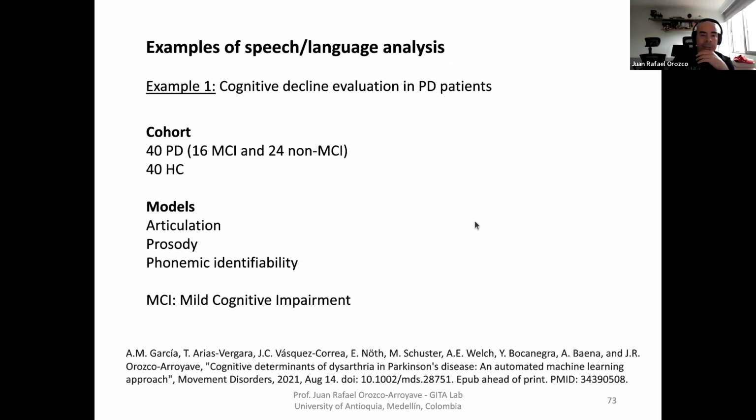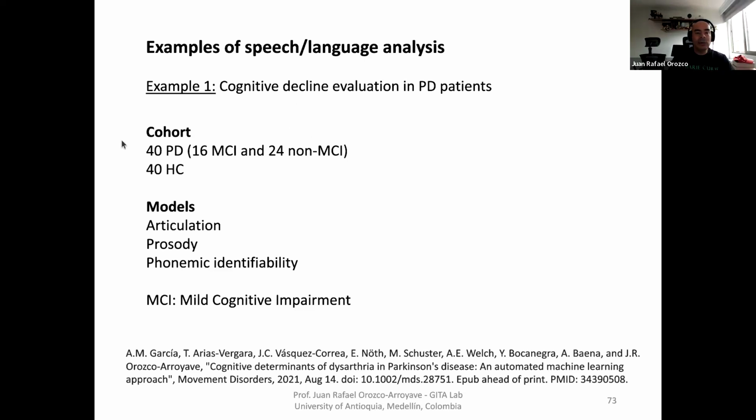Okay, now we wanted to model cognitive decline in Parkinson's patients. This is something that is less studied because it's hard to get. I mean, to find PD patients is hard, and to label those PD patients once we found them, according to whether their cognition is impaired or not, is even harder.